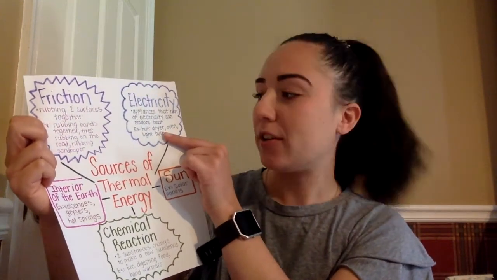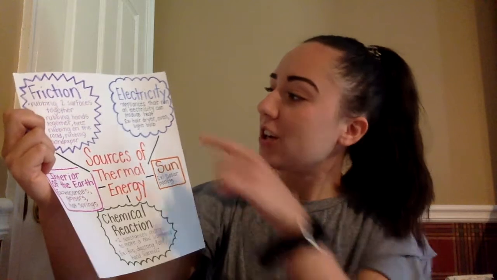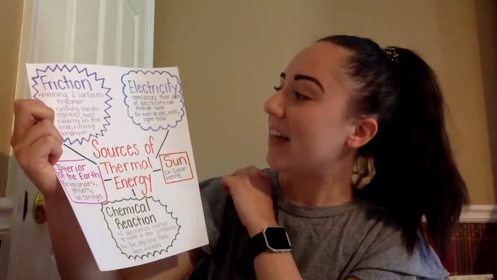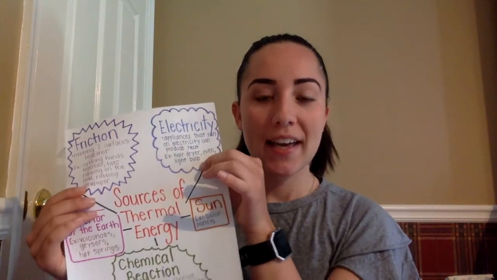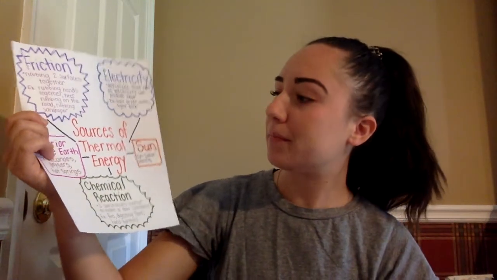Another source of thermal energy is electricity. And here, those are appliances that run on electricity can produce heat. So, appliances are different things in your house, like an oven, like a dryer. What else did you say? A microwave. All of those run on electricity and they made heat. Even a light bulb. If you got close to a light bulb, you could see that it gave off heat. It's using electricity and it's making heat. So that's the second one.